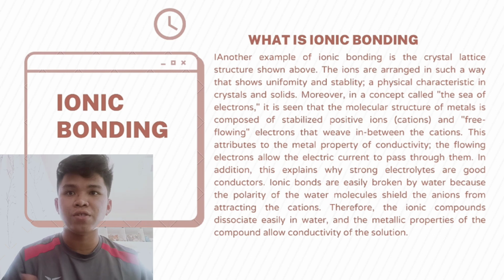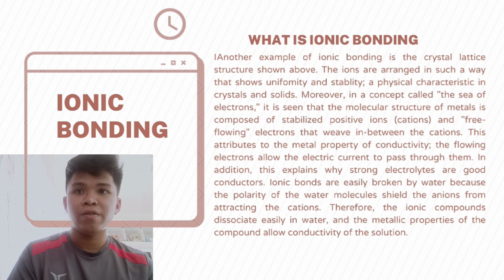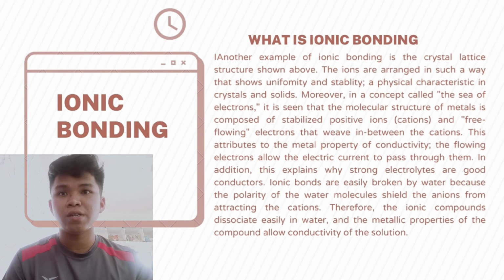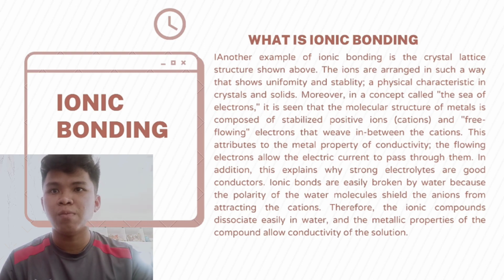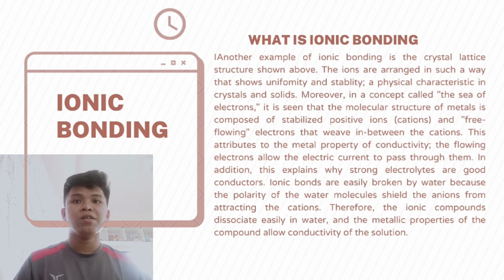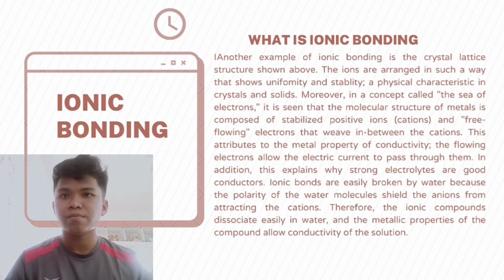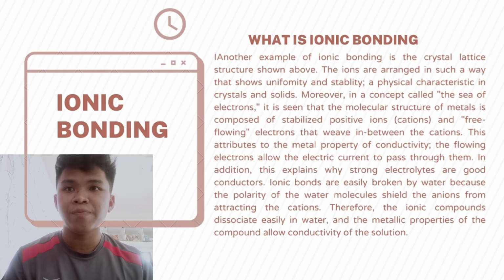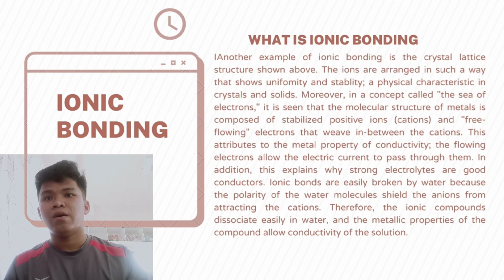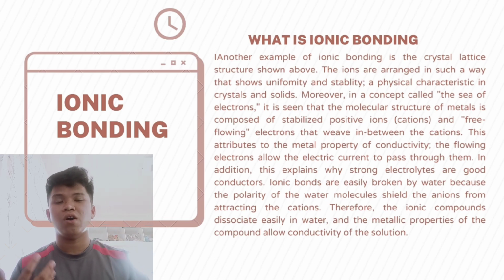The free-flowing electrons allow the electric current to pass through them. In addition, this explains why strong electrolytes are good conductors. Ionic bonds are easily broken by water because the polarity of the water molecule shields the anions from attracting the cations. Therefore, the ionic compounds dissociate easily in water, and the metallic properties of the compound allow conductivity of the solution.